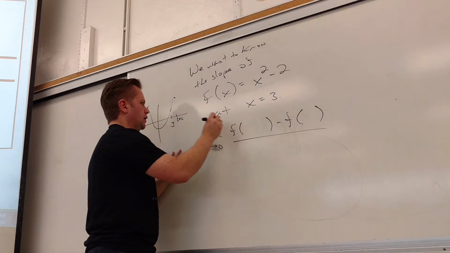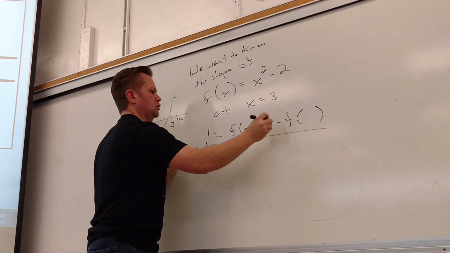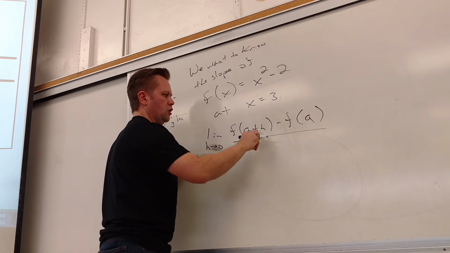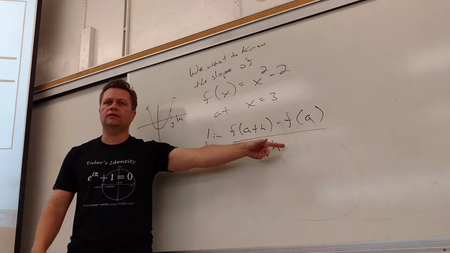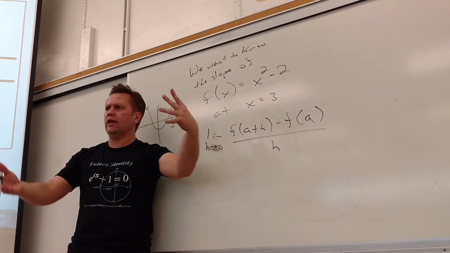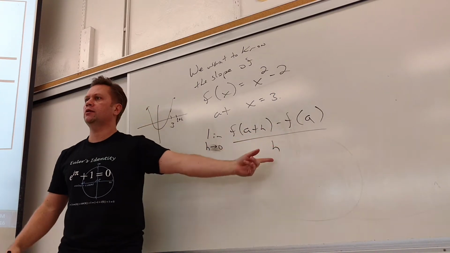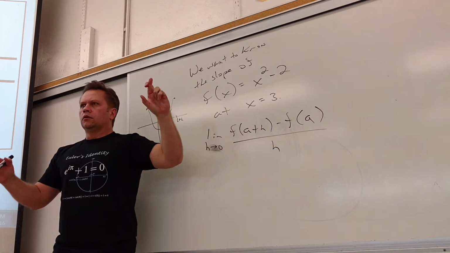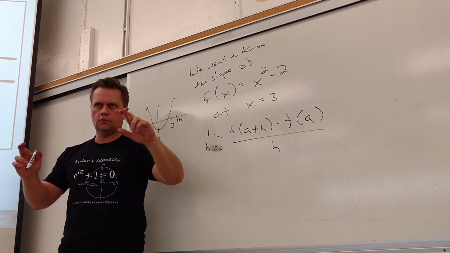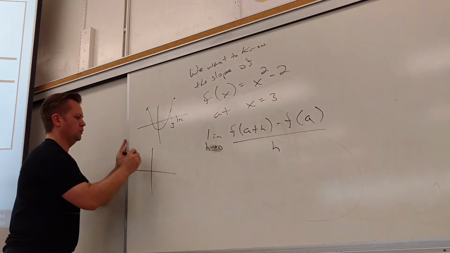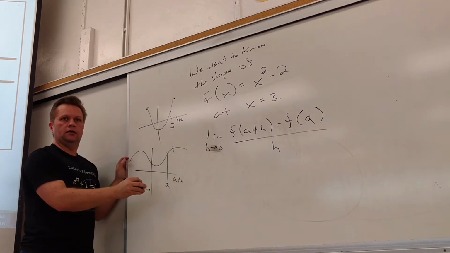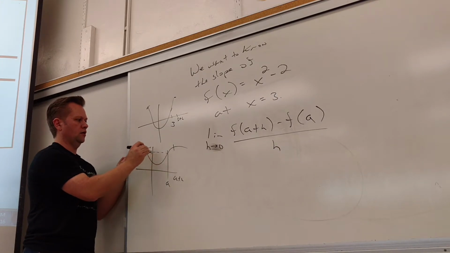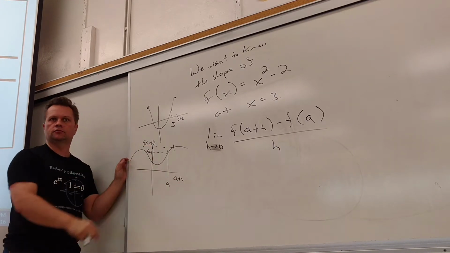In general it's f of a plus h minus f of a over a plus h minus a, which is just h, right? So when you see this, you forget that this is just the slope. But the bottom had stuff cancel. It is y2 minus y1 over x2 minus x1. That's all this is. So if I want to know the slope of some function at a, I take a point that's h away. So this would be f of a, and this would be f of a plus h. Then I do y2 minus y1 over x2 minus x1 to get the slope.